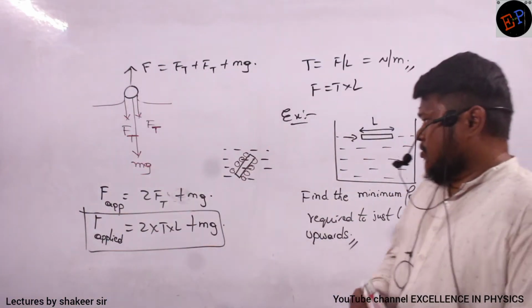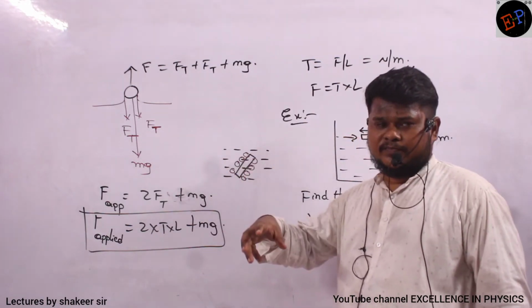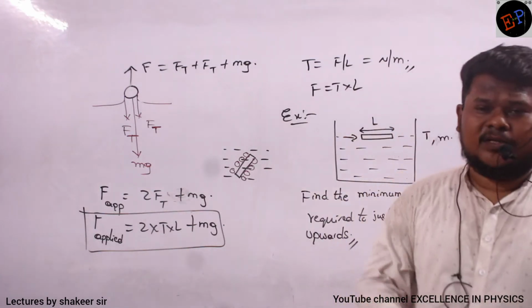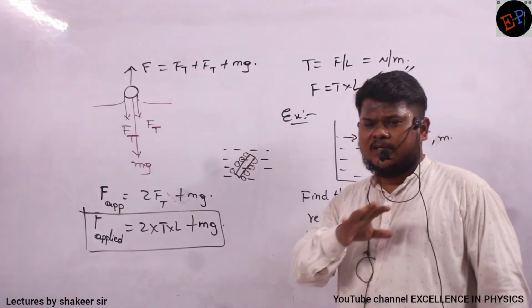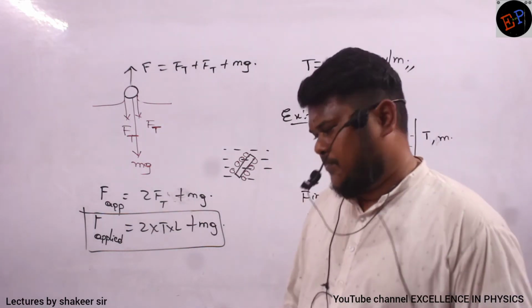So the forces of attraction exist between the rod and the water molecules. Those water molecules are trying to pull the rod downwards, and those forces are exactly what are called forces due to surface tension. Is it clear? That's it.